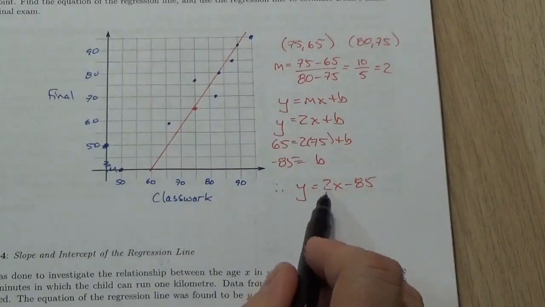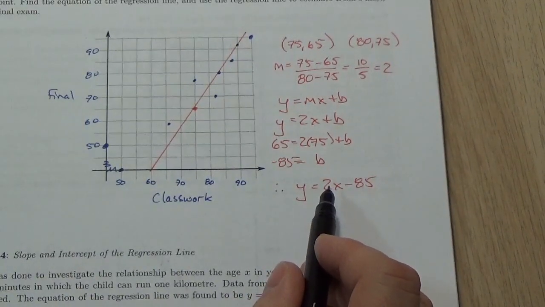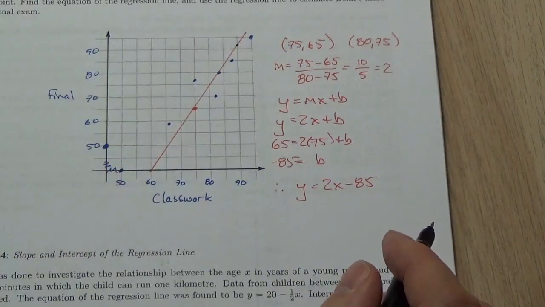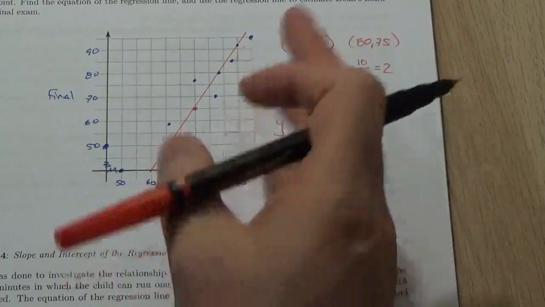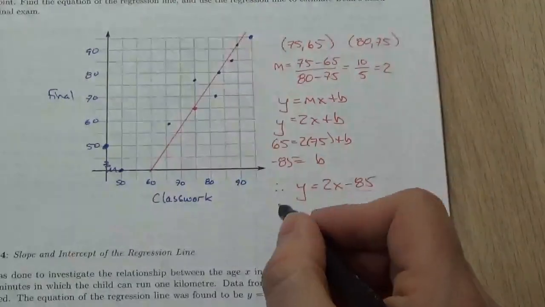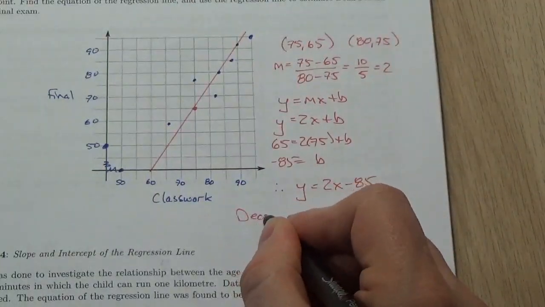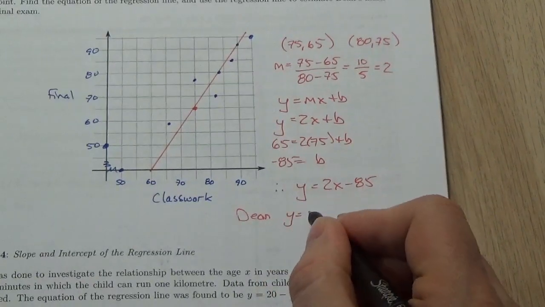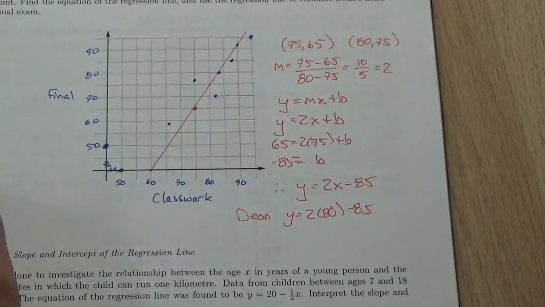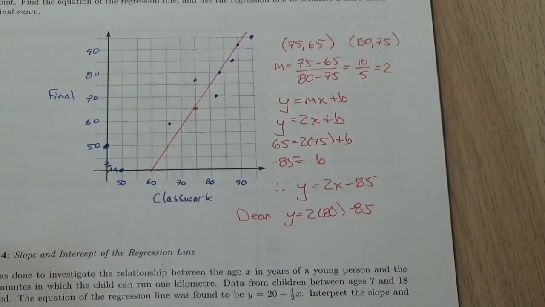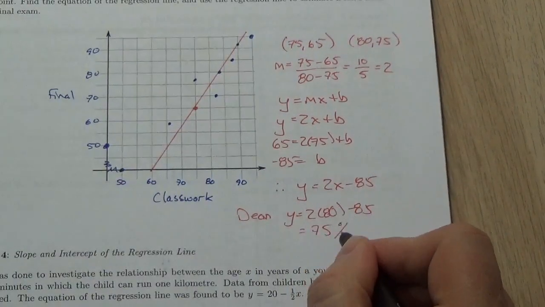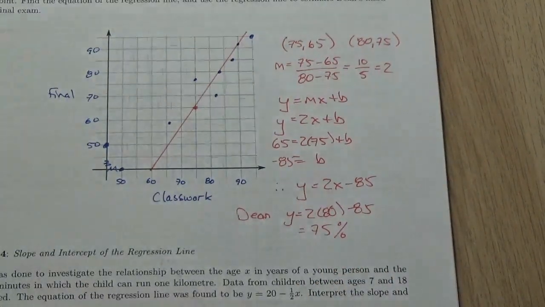So what that suggests here is if you get 0 on your classwork, you'll get negative 85 on your final exam. Now, does that make sense? Yeah, not really. But this is just a model that should be relatively accurate within the area that we're working here. So now, to figure out what Dean should be getting, his mark will be 2 times 80 minus 85. So 2 times 80 is 160, minus 85 will equal 75. So we think Dean should be getting 75% on his final exam.